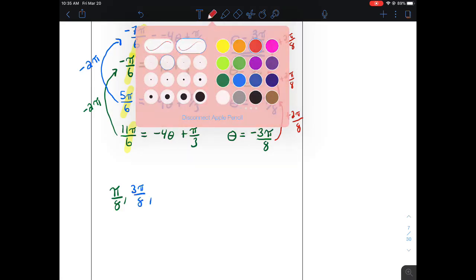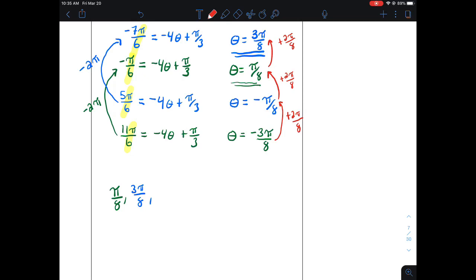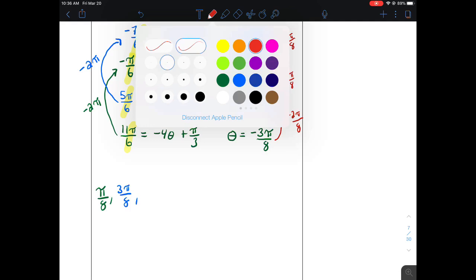Now from here, I'm going to add 2 pi over 8 to my answers each time until eventually I get a number that is too large to fit within the possible intervals for theta.